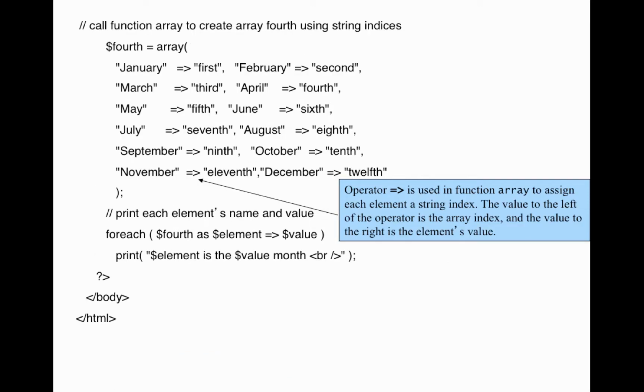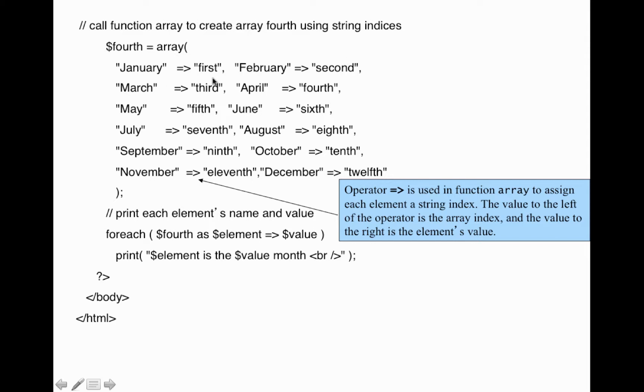Now let's see another way in which you can create an array with non-numerical indices. Here we have an array called $4th. We call the array element, and we give it these 12 pieces of input. Each piece of input has something like, in this case, January, a string, and then you have the symbol followed by the equal to sign, greater than sign, first.